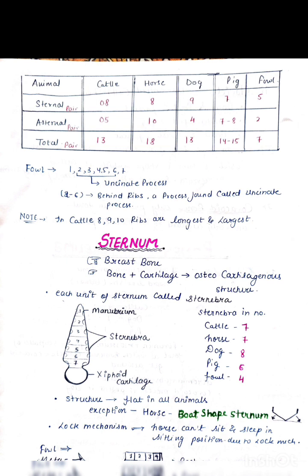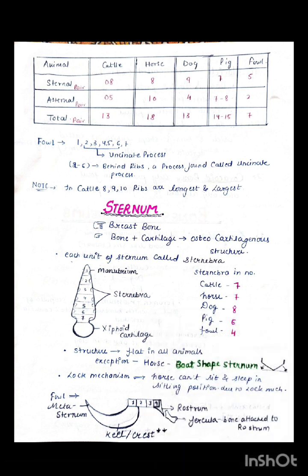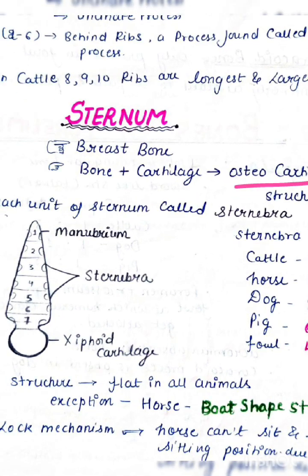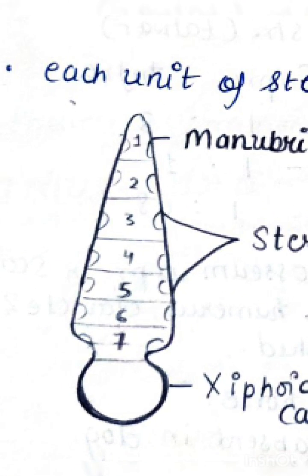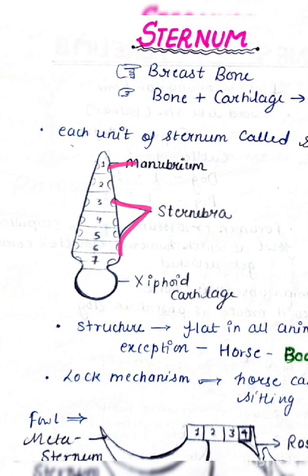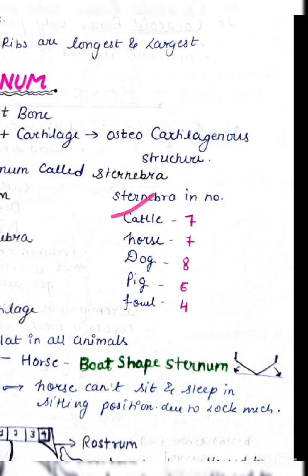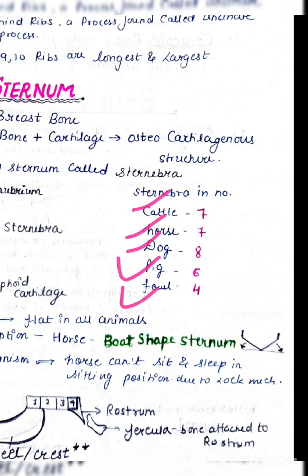So now we're going to study the sternum. Sternum is known as the breastbone, and it is formed by bone plus cartilage, and it is known as an osteocartilaginous structure. Each unit of the sternum is called a sternebra, and there are 7 sternebrae present. These are the manubrium, these are the sternebrae, which are the units of the sternum, and this is the xiphoid cartilage. So the sternebrae are 7 in cattle, in horse they are 7 in number, in dog they are 8 in number, in pig they are 6 in number, and in fowl they are 4 in number.